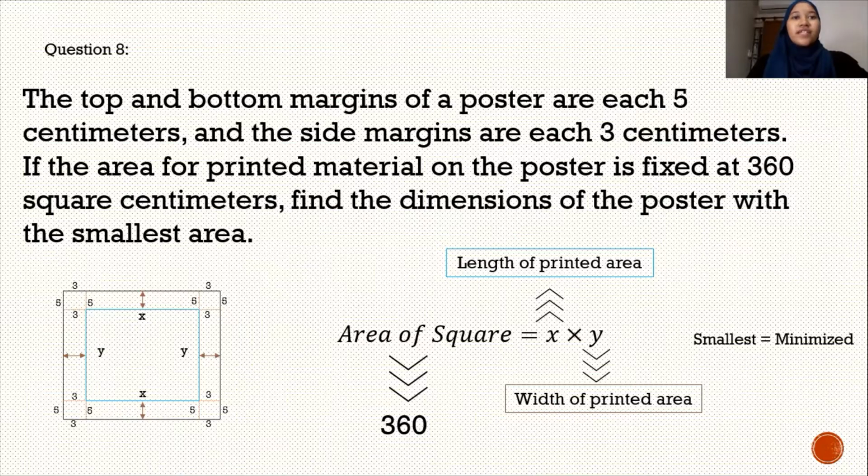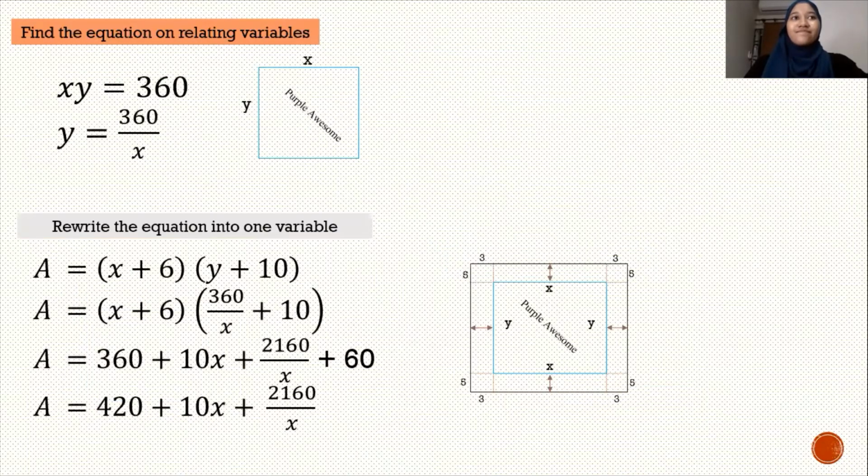And the second one, we need to create the variable equation. So the area of the square is x multiplied by y, which is the length of the printed area and the width of the printed area. From the question given, we knew that the area of the square is 360. So we will continue with the next one. Okay, thank you, Balkis. I will proceed with the next step.